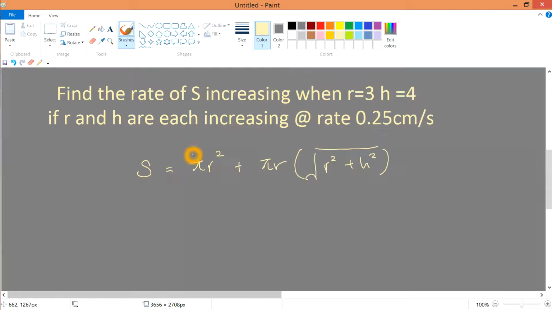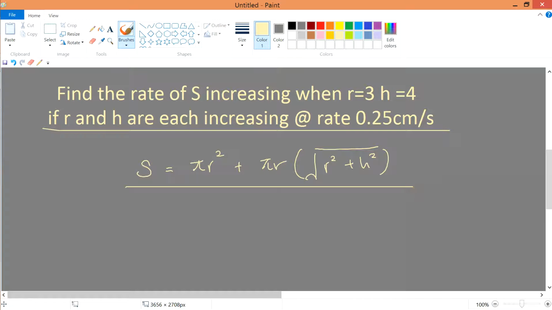This question asks you to find the rate of S increasing when R equals 3, H equals 4, if R and H are each increasing at a rate of 0.25 cm per second. And the equation is given below. If you search for the equation of a cone, you have the exact same thing. So this equation describes the surface area of the cone.